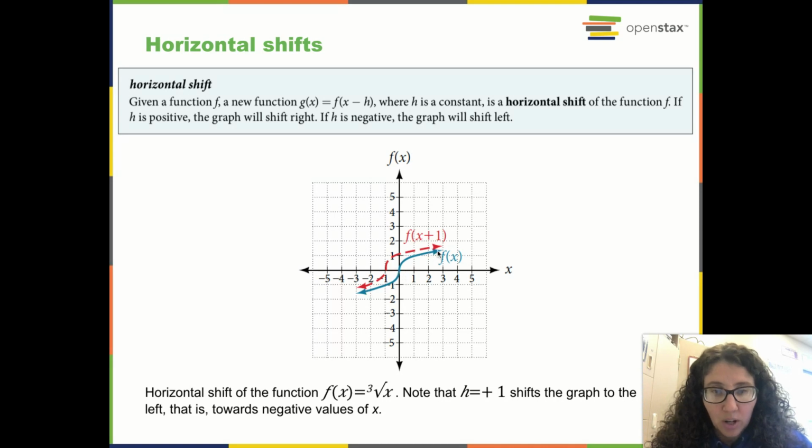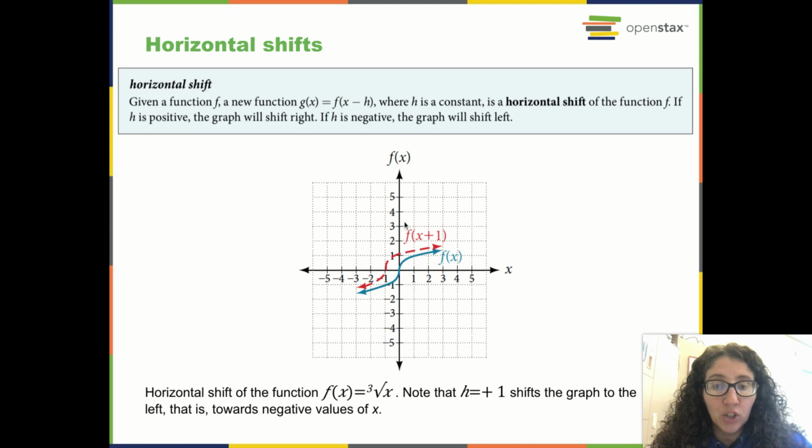Here we still have our cube root of x function, but it is shifting to the left, right? The new function is this red dotted line. It shifted to the left by 1. The origin went over to negative 1, 0. And so we shifted to the left by 1, so our h value is negative 1. So we have x minus negative 1, which becomes x plus 1. So that can be a little bit tricky.